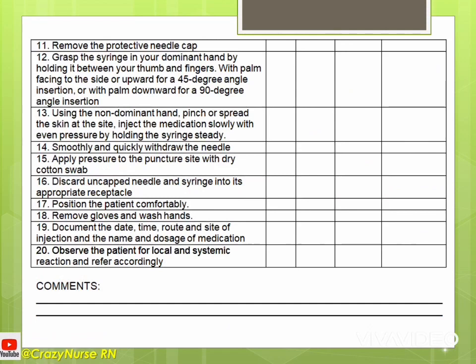Position the patient comfortably. Remove gloves and wash hands. Document the date, time, route, and site of injection and the name and dosage of the medication. Lastly, observe the patient for local and systemic reaction and refer accordingly.